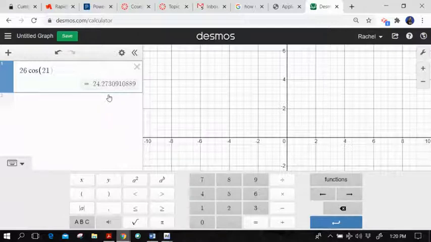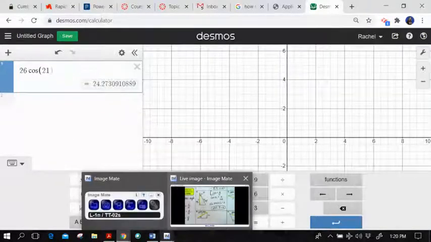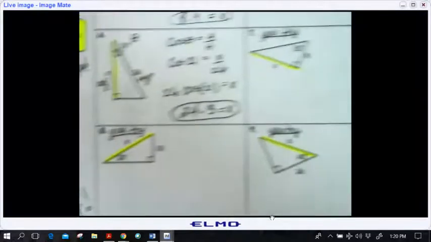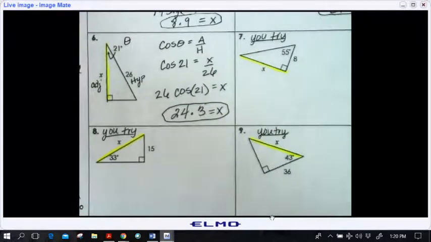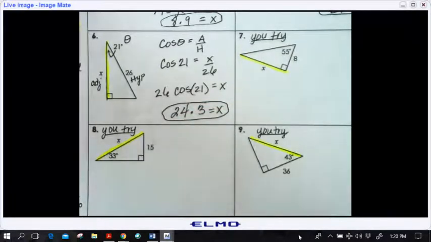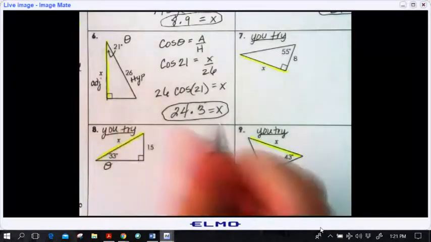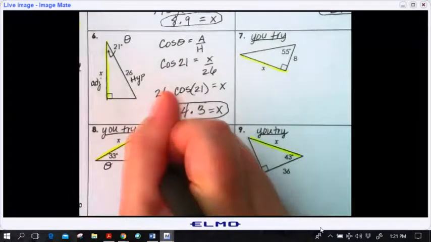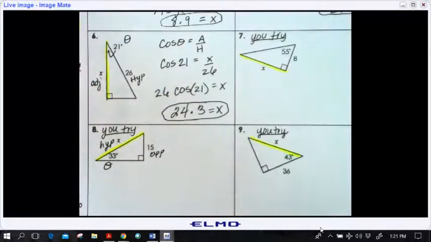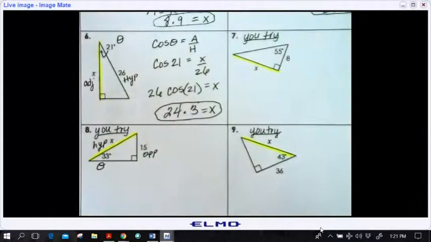And now I'm going to go back to my notes. And there's my solution, 24.3. Here's what I'd like for you all to do right now. I'm going to zoom out a little bit. I have examples 7, 8, and 9 here, and I want you to try them, okay? Just be sure to identify your theta, your sides that you know, and then fill in which trig ratio you are going to use, okay? So go ahead and pause your video while you work on these three.